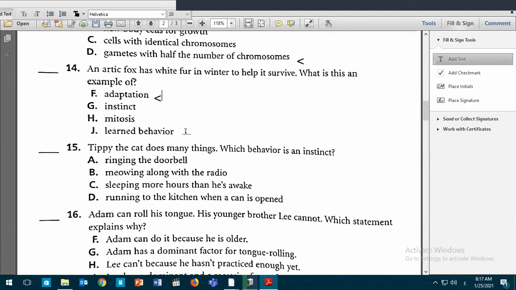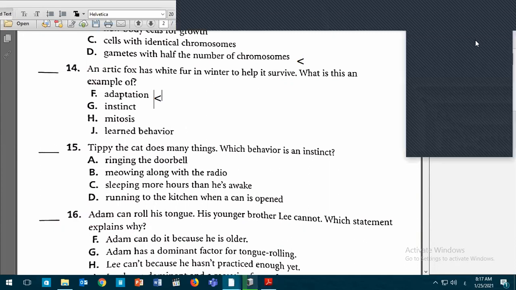Number 15, Tippy the cat does many things. Which behavior is an instinct? Can you answer this one?